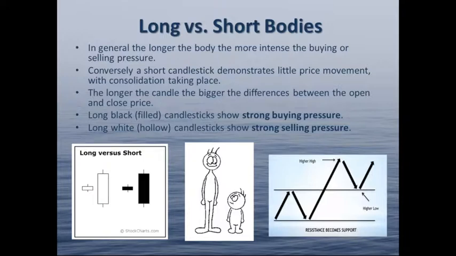Just like us, candlesticks have both long and short bodies. The longer the body, the bigger the difference between the open and close price. As a general rule, the longer the body, the heightened buying or selling pressure in the instrument during that period of time. Naturally, there is less price movement in a shorter body candle, with price consolidation taking place. You can see examples of these in the bottom left-hand side diagram. A long black candle shows strong buying pressure, whilst a long white hollow candlestick shows strong selling pressure. Again, you can see the example there on the screen.